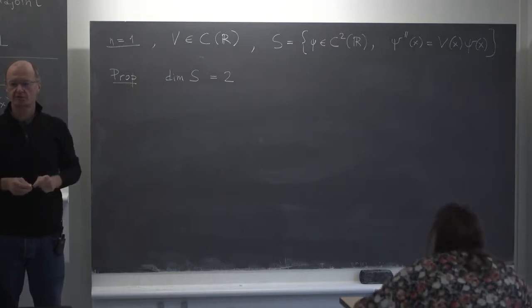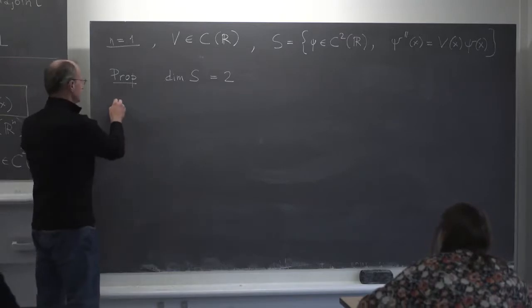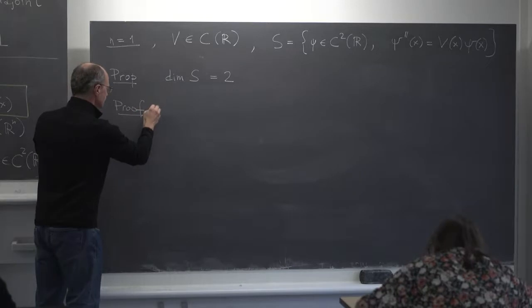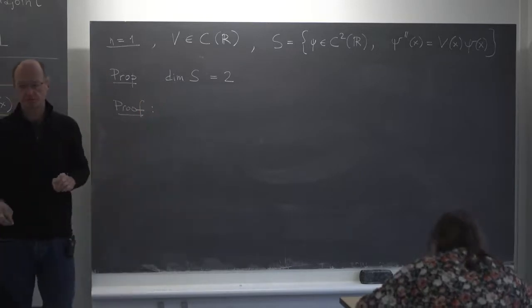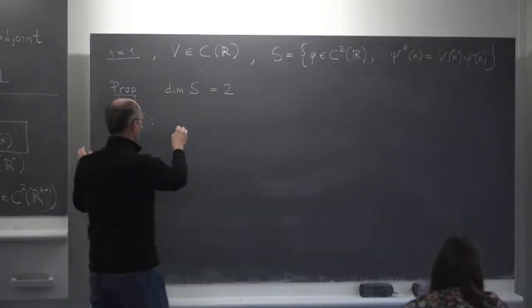Subtract so that psi of 0 is 0 and psi prime of 0 is 0. And then its unique solution is 0. Okay. So that's a good proof. Let me give a somewhat more detailed proof, but it basically goes in the same direction.